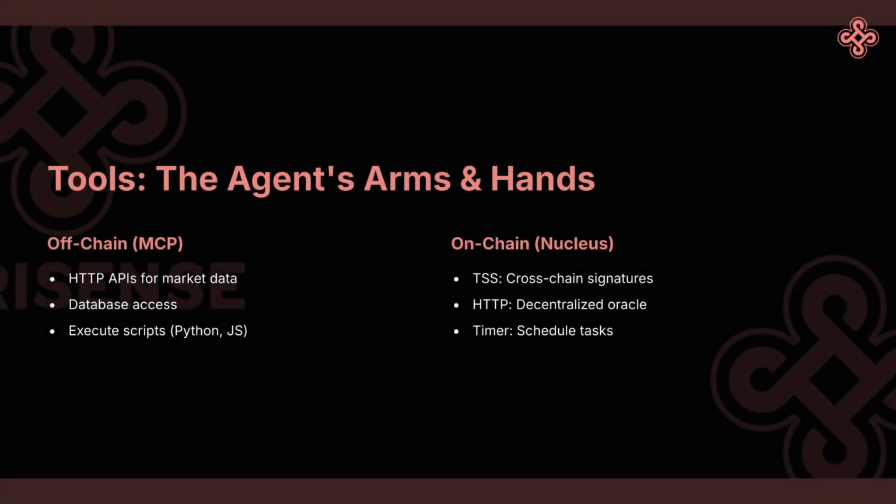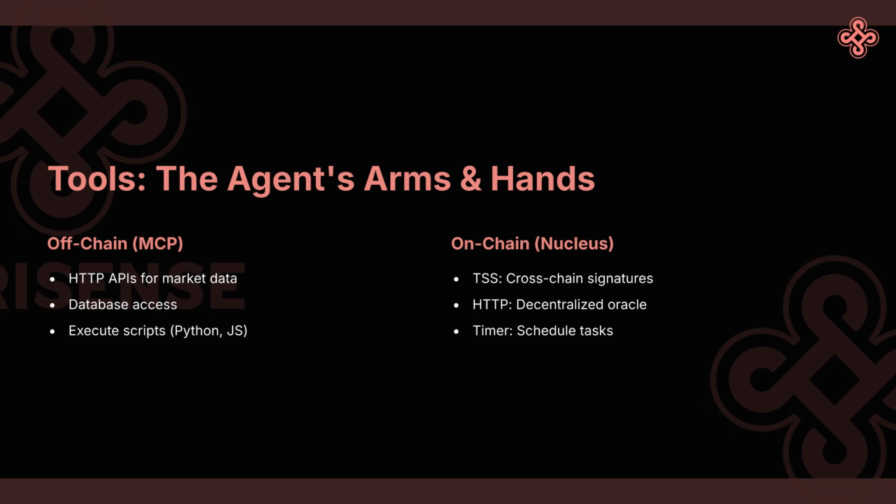Now, let us look at the second key component of an AI agent on Verisense, which is tools. Tools are like the agent's arms and hands. They allow the agent to break out of the blockchain sandbox and interact with the wider digital world. These are the practical capabilities the agent can call upon to execute each step of its plan.